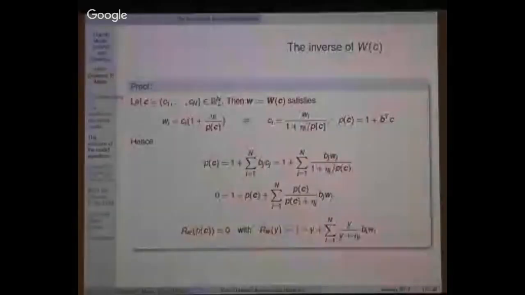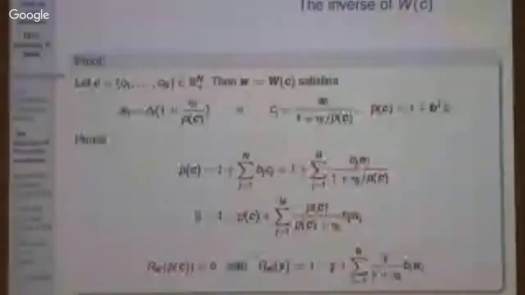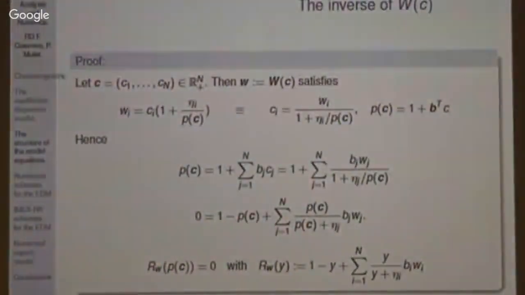So here's the implicit relation. Now, if you write what P of C is, which is this thing here, and substitute the Cj by this formula here, you easily arrive at the fact that P of C is a root of this function. So this P of C, which you need to invert, you can find as a root of a rational function. Now, how many roots does this function have?